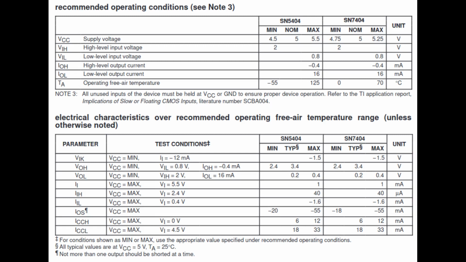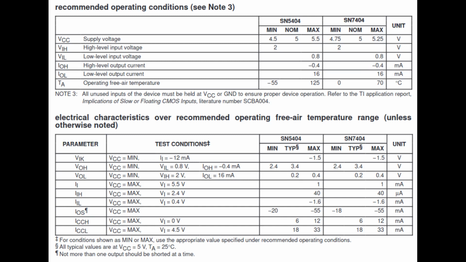The relevant bits in this case are the output currents and the input currents. So we can see when the output is high, it asks us to please not draw more than 0.4 milliamps from it. And when the output is low, it asks us to please not try to sink more than 16 milliamps into it.